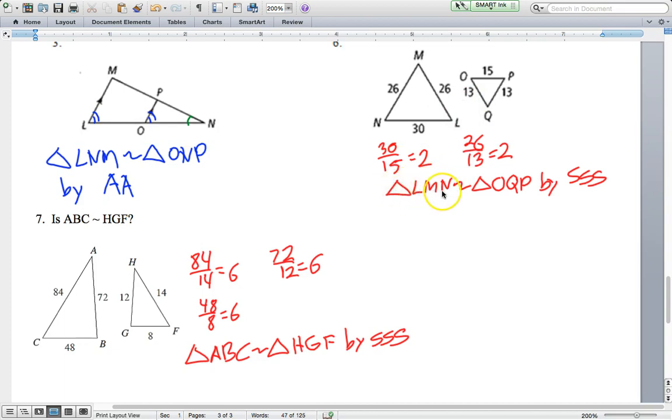So if I say LMN, L is the angle between the big side and the side to the right of the big side.